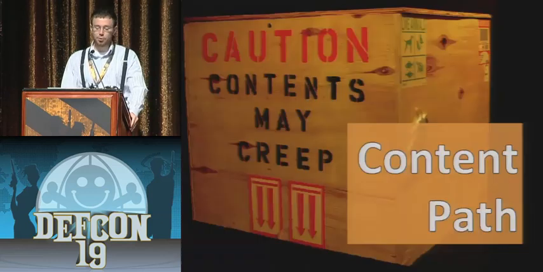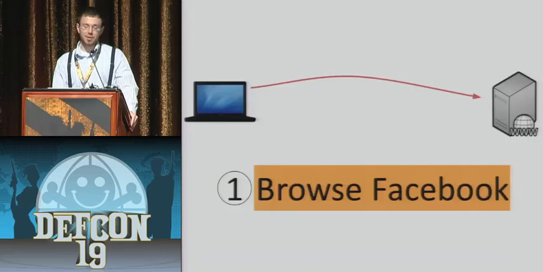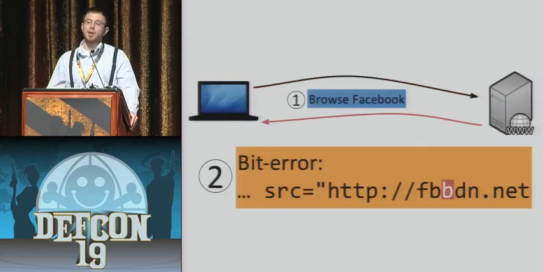Now, on to bit errors in the content path. And the content path is the Farmville type bit errors. So you're somebody browsing something like Facebook. A bit error happens somewhere in the extensive Facebook memory caching infrastructure. And let's say it's for a JavaScript you're about to pull from it. And the domain changes from fbcdn.net to fbbdn.net.